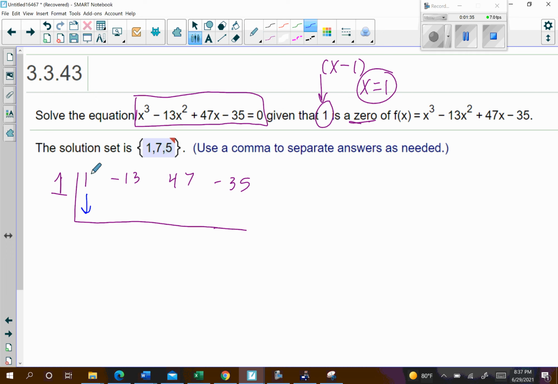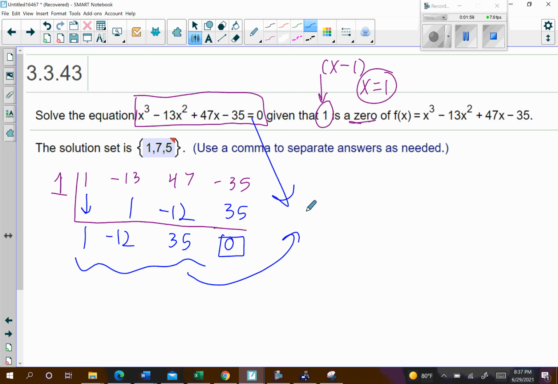So we drop the first value, multiply, add. Multiply, add, multiply, add, and so we get that 0 right there. And so what we essentially did was we factored that. That factors into, and now I'm going to get this from right here, x squared minus 12x plus 35. And then we had a remainder of 0.